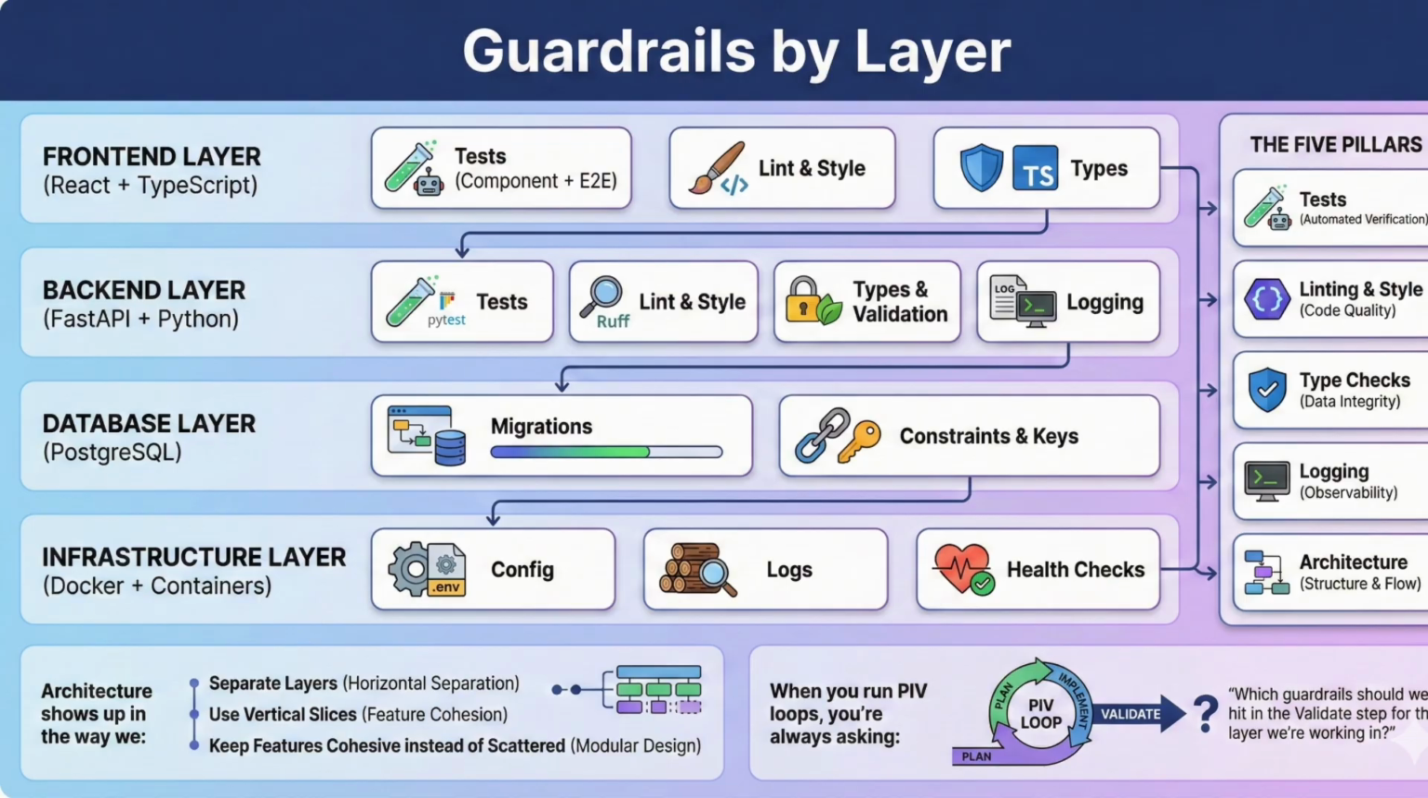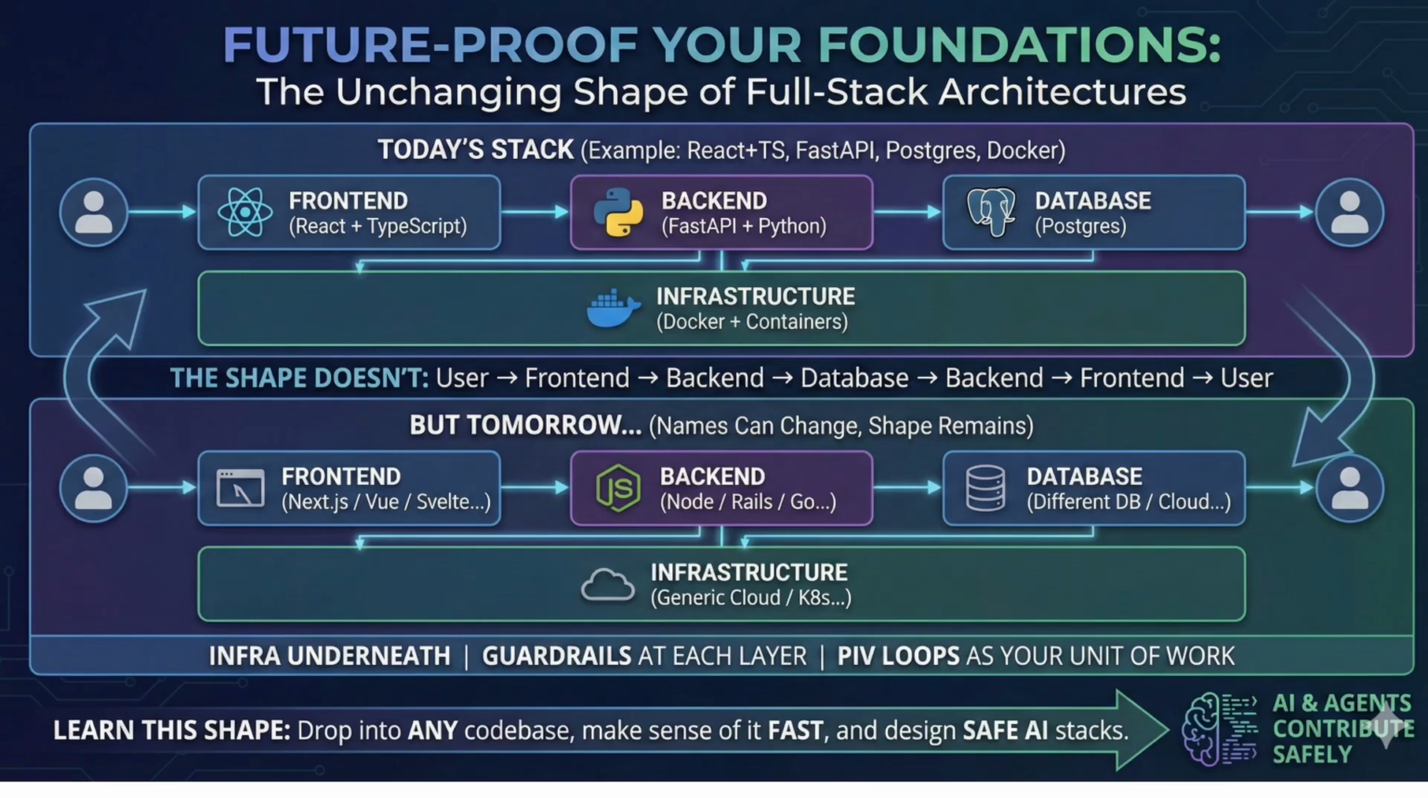All of that rolls up into the 5 pillars we've been talking about: tests, linting and style, type checks, logging, and architecture. Architecture shows up in the way we separate layers, use vertical slices, and keep features cohesive instead of scattered. When you run PIV loops, you're always asking: which guardrails should we hit in the validate step for the layer we're working in? Here's the part that future-proofs these lessons.